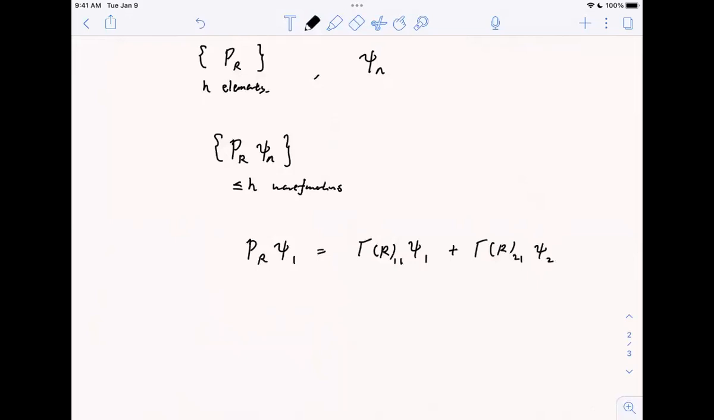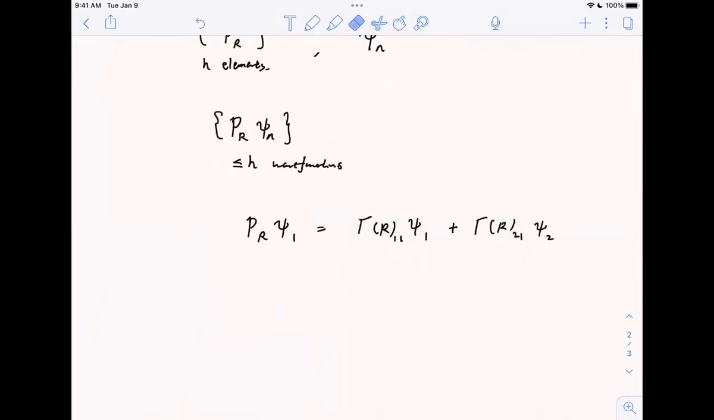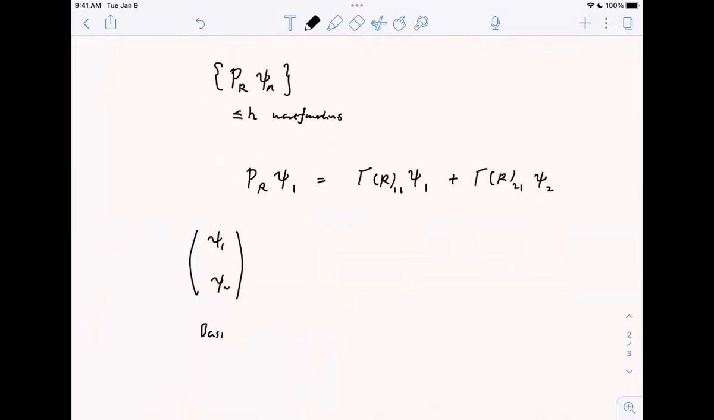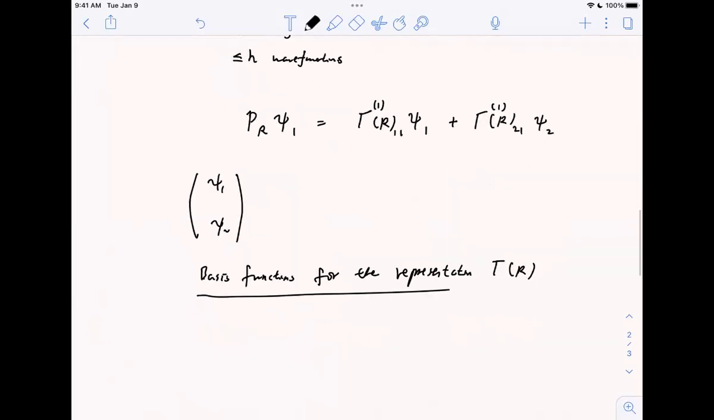Then you have a matrix. So basically, these two wave functions will form something we call the basis functions for the representation Gamma. You can say this is Gamma 1, whatever you like. So this is the basis function of a representation. For a Schrodinger equation, you have different eigenfunctions, and some of them will form together to become the basis functions for the representation.